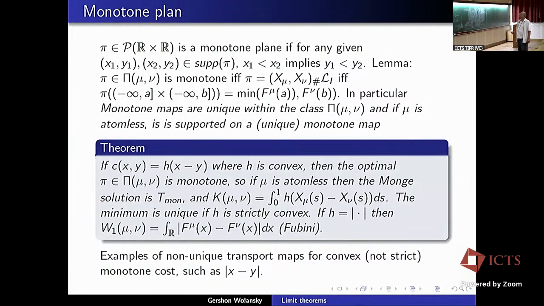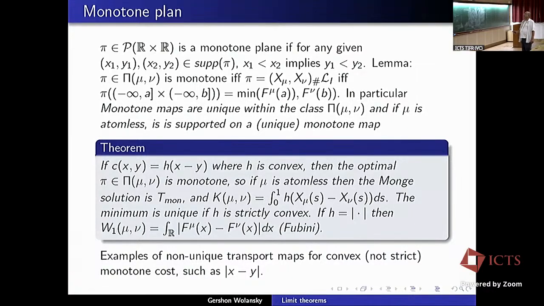But let's define what we really mean by a monotone plan. A plan, or probability measure pi on R times R, is called monotone if for any two points in the support of pi, if x1 is less than x2, then also y1 is less than or equal to y2.